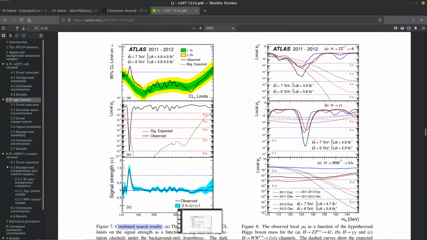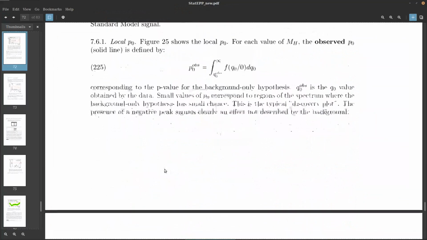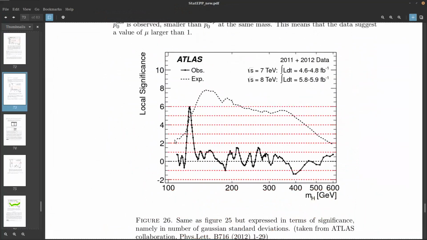And in that review, if you observe the significance, the local significance corresponds to around 6 sigma. So now you can be confident that whatever is causing the effect here, it does not agree with the background-only hypothesis. By background-only hypothesis, I mean the world without the Higgs boson.